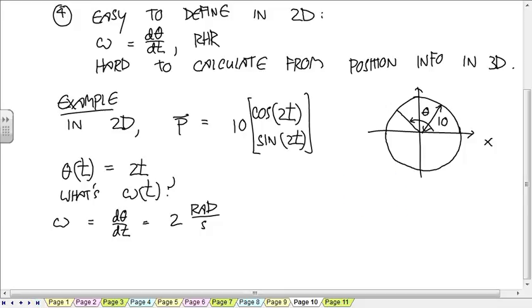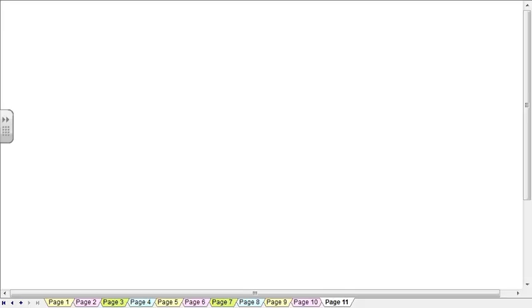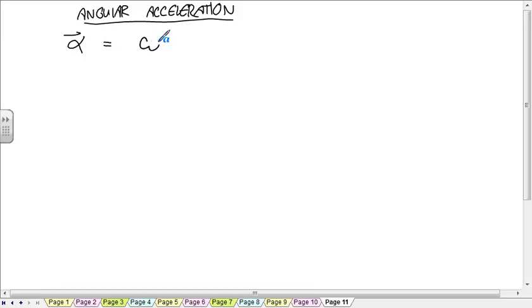Okay, so now let's go to angular acceleration. Once you've defined the angular velocity, angular acceleration is easy. It's just a time derivative. So the angular acceleration is also a vector, and it's equal to omega dot, the time derivative of the angular velocity.